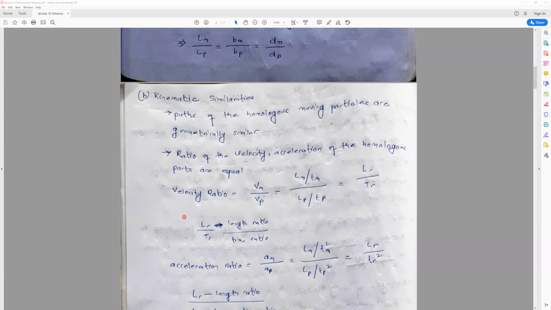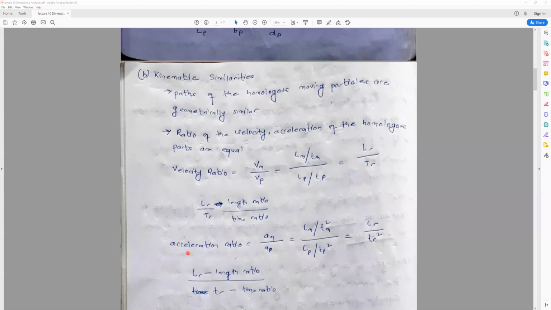What it is saying about the homologous parts being equal is this: let's say in a model there's a discharge of 5 meters per second, and as you increase the discharge for different experimental setups, the velocity of flow might change. But in the prototype, when you increase the discharge similarly, the ratio of the velocity in the model to the velocity in the prototype for different conditions must be the same. Only then do we call that model kinematically similar to the prototype.